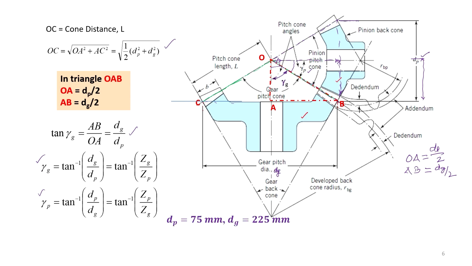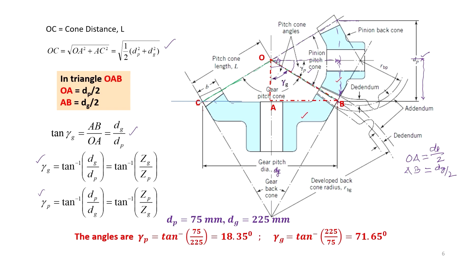Now, in our case we know that DP, the pitch circle diameter of the pinion, is 75 mm, and the pitch circle diameter of the gear is 225. And so, the pitch angle of the pinion is tan inverse 75 divided by 225, that is 18.35 degrees, and gamma g is equal to tan inverse of the pitch circle diameter of the gear divided by the pitch circle diameter of the pinion, that is 71.65.